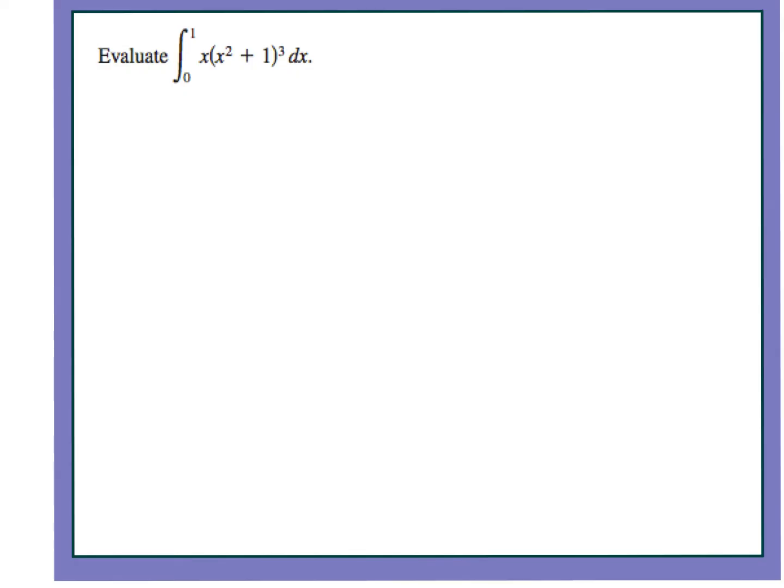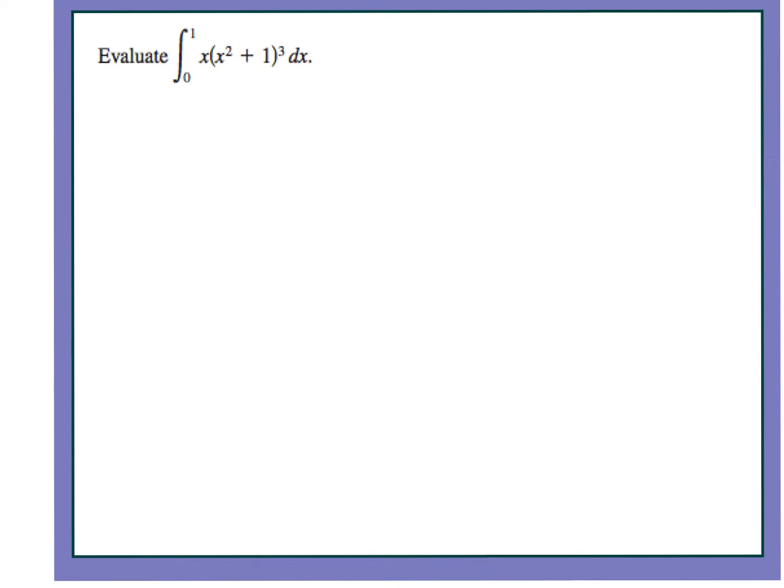All right, so let's do some. Now I have the integral from 0 to 1 of x times (x squared plus 1) cubed. If I were doing this old school method, I would have to expand this cubic, but I don't want to. I want to go real quick.